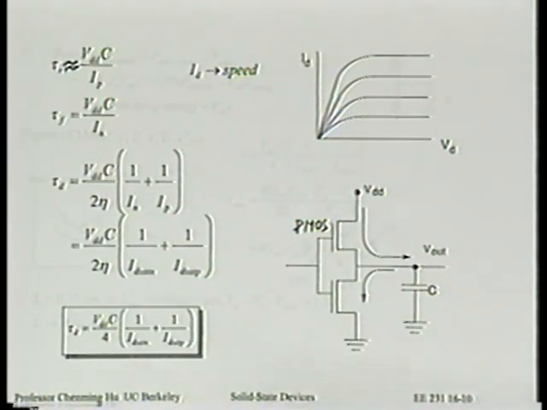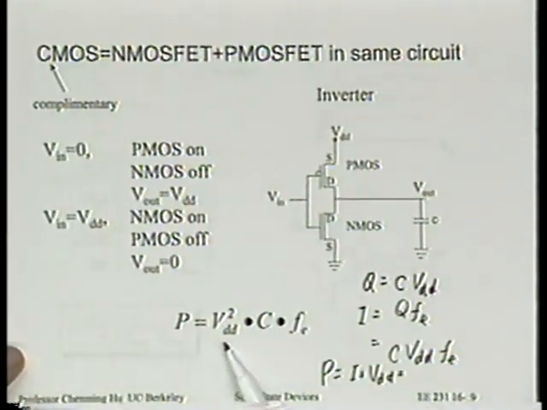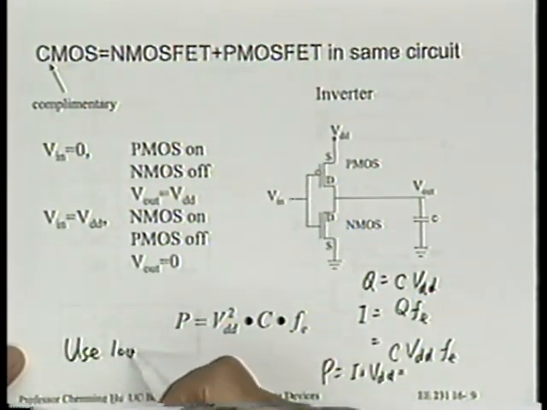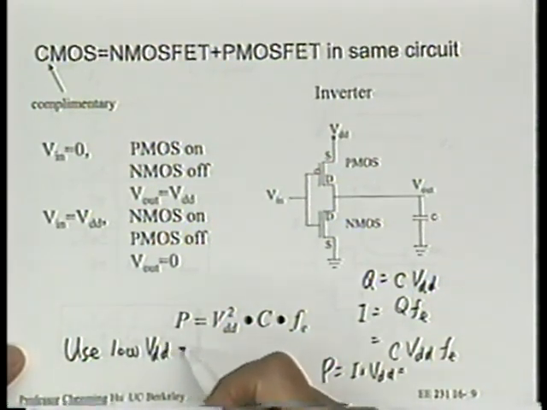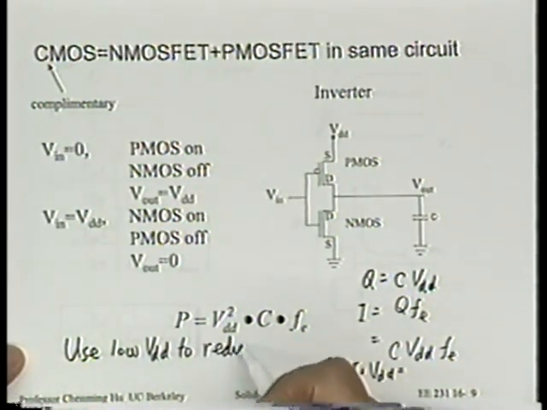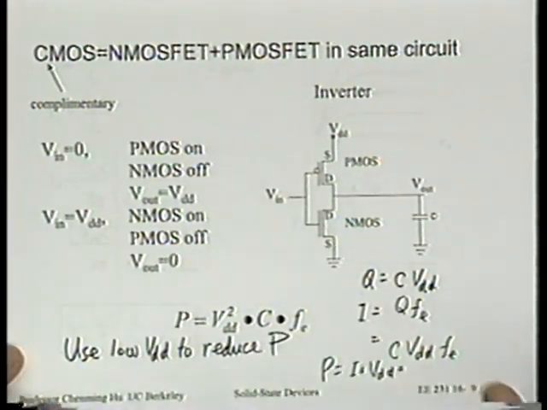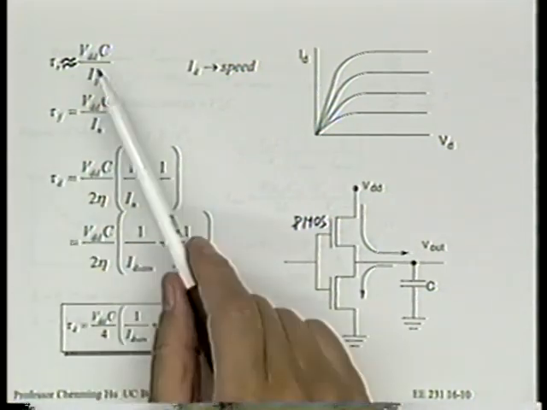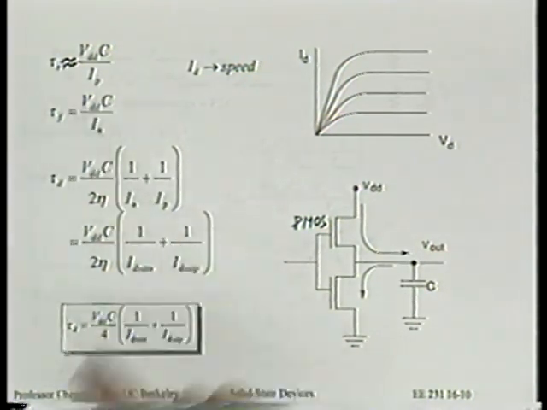Okay? But we still want to use a small power supply voltage anyway because we can reduce the power dissipation by using a small power supply voltage. It's very important that we use low voltage, right? So we use low VDD to reduce P. This is very important, right? Very important. All right. So for a given VDD, all we can do is reduce C and increase I in order to reduce this rise delay time. All right. So large current ID gives us good speed.